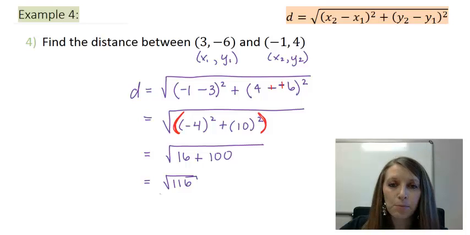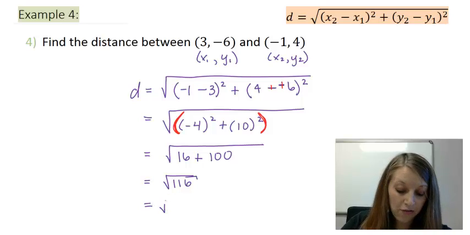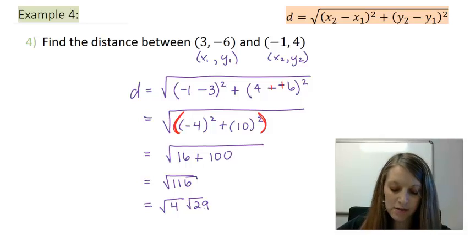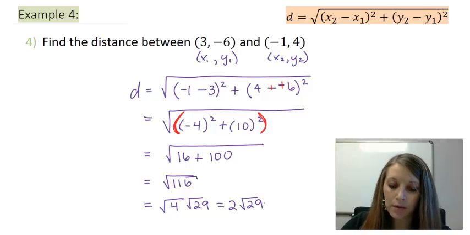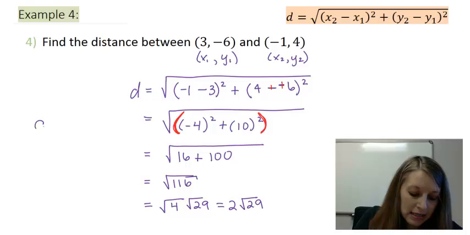Now, to give the most simplified exact version of this, I need to break this down into a good and a bad pile. The largest square that goes evenly into this is 4, and 4 times 29 gives me 116. So the square root of 4 gives me 2, and then I'm left over with my square root of 29. So my exact answer of this is 2 times the square root of 29.